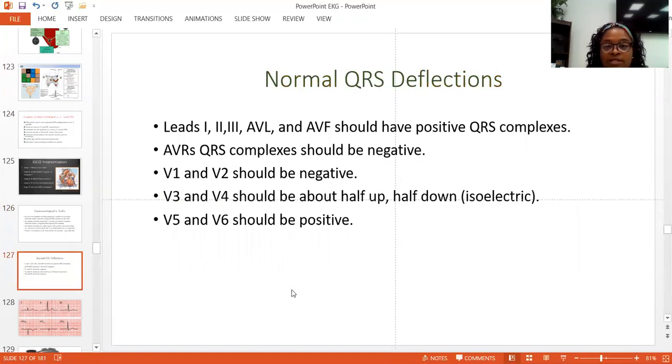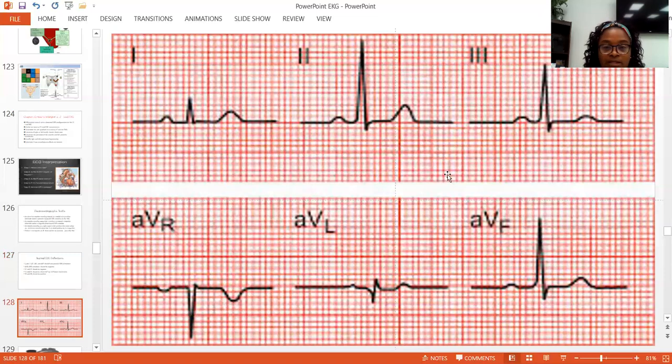So our normal QRS deflections: leads 1, 2, 3, AVL and AVF should have a positive QRS complex. AVR's QRS complexes are going to be negative. V1 and V2 should be negative. V3 and V4 should be about halfway up and halfway down, and that's what gives you your isoelectric. Okay? V5 and V6 should be positive. Okay, and a review of what those complexes look like.